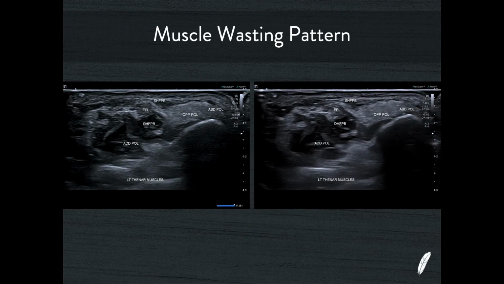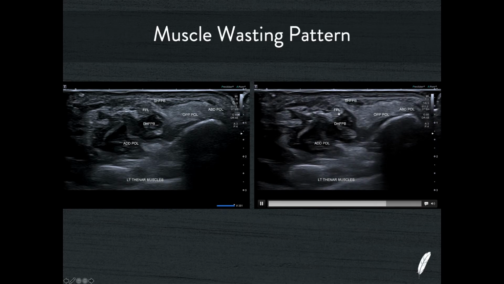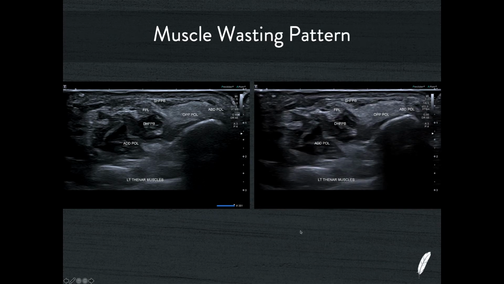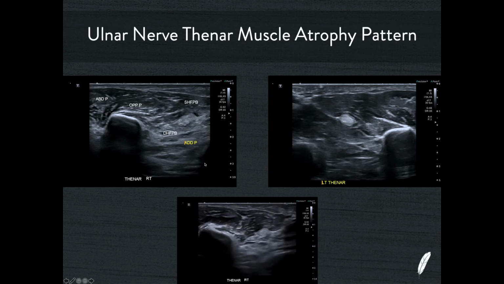So you can see here's another nice example where this is classic carpal tunnel syndrome, where all of the muscles on the radial side and superficial to flexor pollicis longus have atrophy, and the ones deep and to the ulnar side have preservation. This is the opposite pattern, where we have preservation of the components that are driven by the median nerve, but we have atrophy of the components driven by the ulnar nerve.